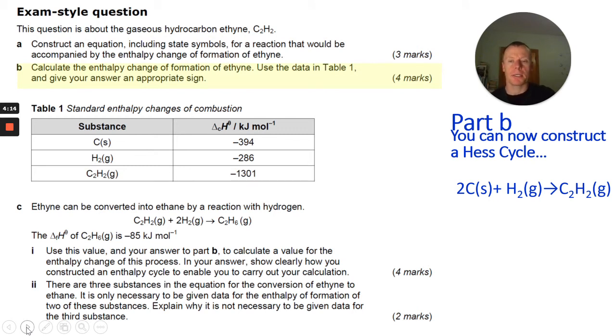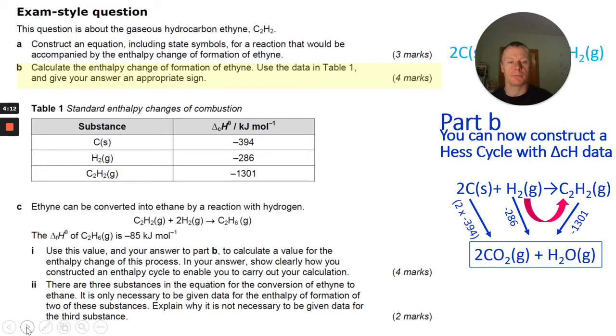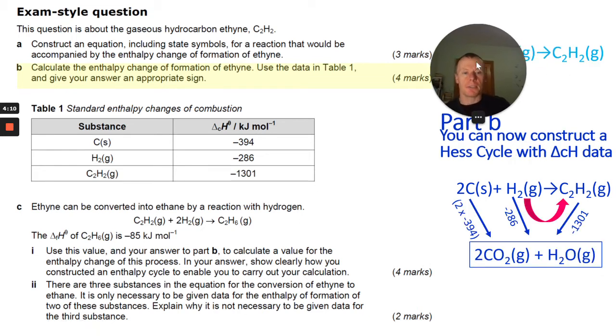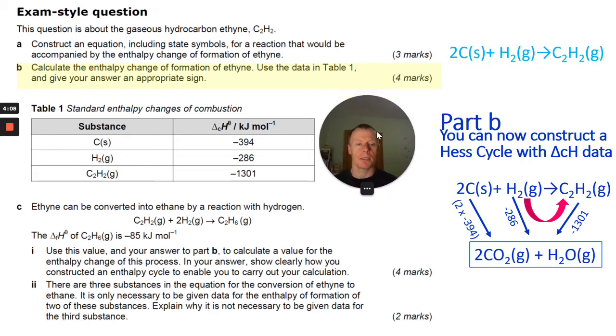So making that equation the top part of my Hess cycle, and leaving the equation as the answer for A, you can see that the enthalpy of combustion this time, because you can see in table 1, the actual data is delta cH. So delta cH is combustion, which means that you're burning it in a plentiful supply of oxygen, so it's completely combusted. So the carbon becomes carbon dioxide, and the hydrogen becomes water.